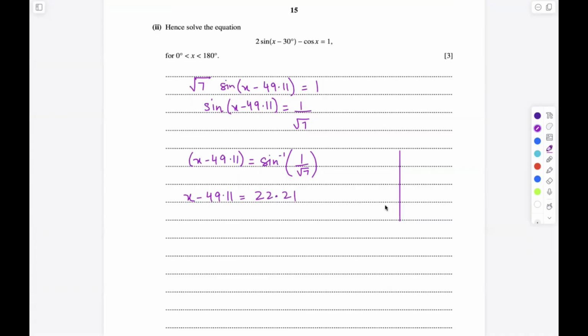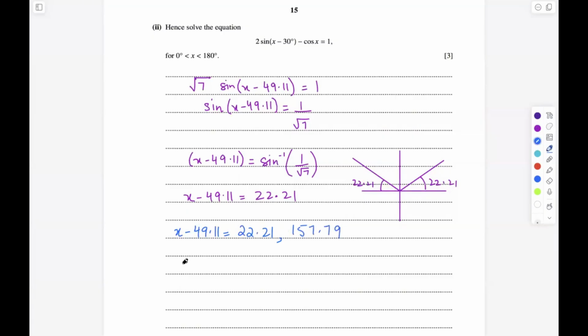Now we know that sine is positive in the first and the second quadrant. So we have to place the basic angle 22.21 in the first and the second quadrant, so we'll get two values of x in this case. Let's change the color over here, so let's use the blue color. So x minus 49.11 will be equal to 22.21, and we'll also take 180 minus 22.21, so that will become 157.79.